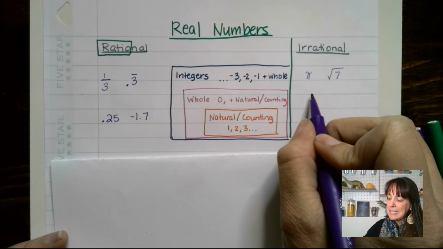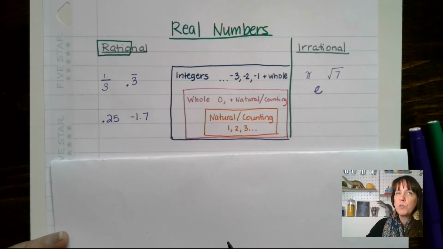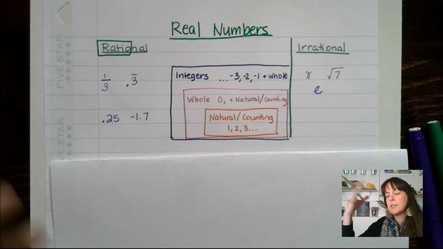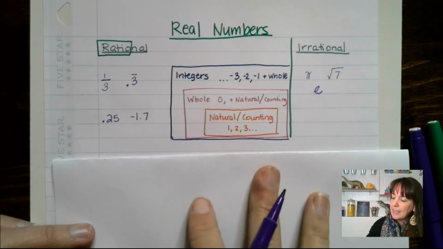Another common one is e, which you probably won't get into until Algebra 2, but it's a naturally occurring number. It's like 2 point and it goes on forever just like pi. And it doesn't repeat.